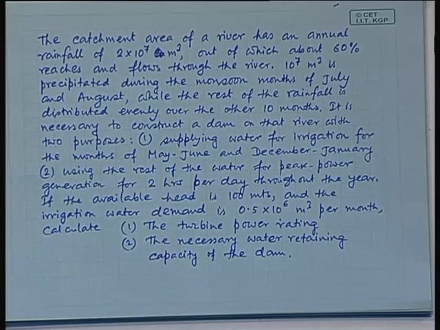So, the water that is available has to be used for 2 purposes: irrigation and power generation, and then on that basis you have to calculate what should be the reservoir capacity and what should be the turbine rating. Turbine rating should be in kilowatts or megawatts, okay, and the water retaining capacity should be in meter cube. Okay. How much has to be this capacity? Clear? So, solve this problem. This is a typical problem. I have taken it from one of the earlier end semester examination question papers. So, you may expect a similar style of questions.